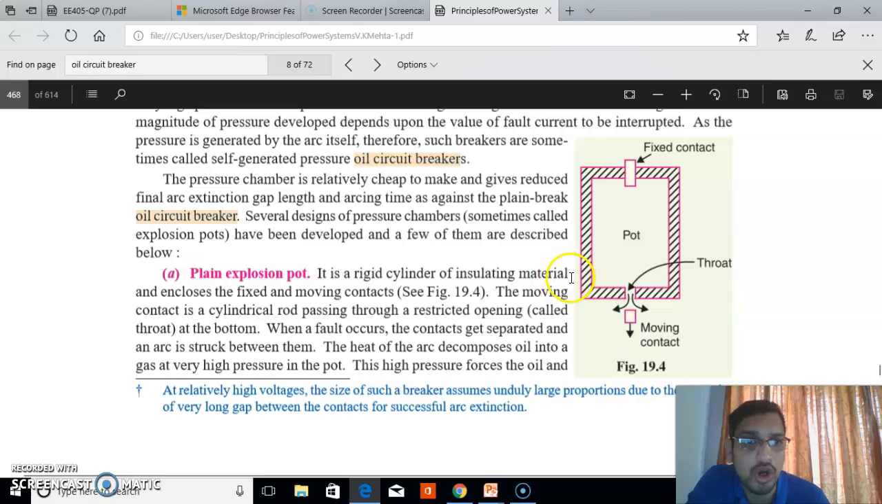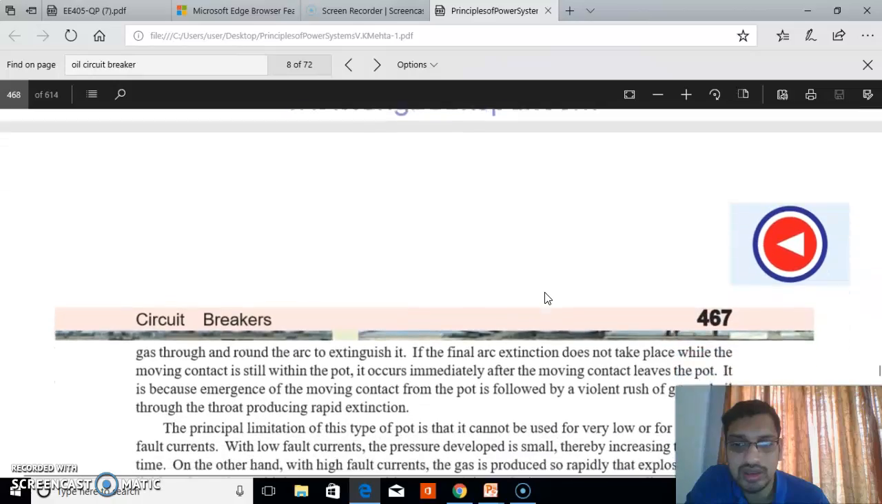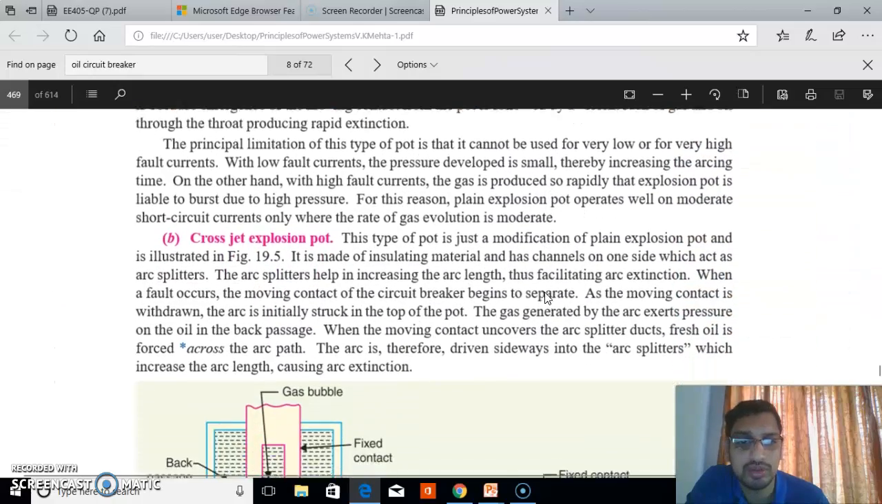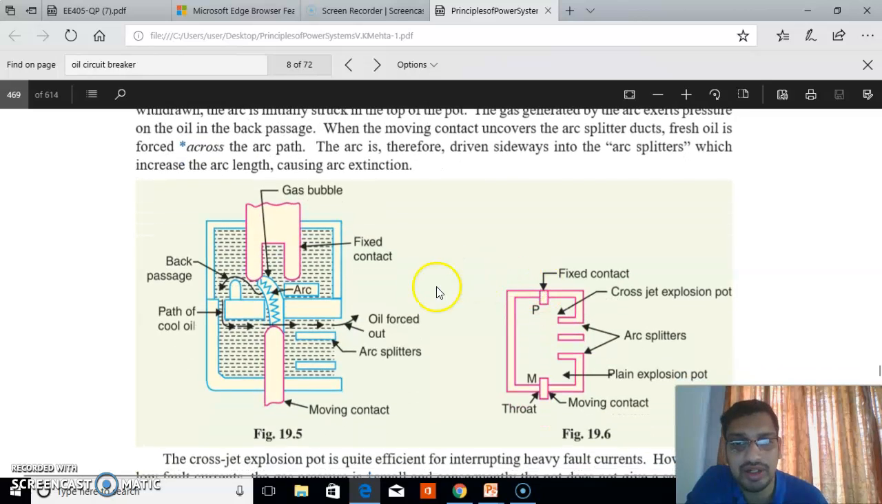Normally the plain explosion port is used in low current fault, low current applications. The second classification is the cross jet explosion port. Figure 19.5 is the figure of the cross jet explosion port. Here the only difference is that we are providing the arc splitter.